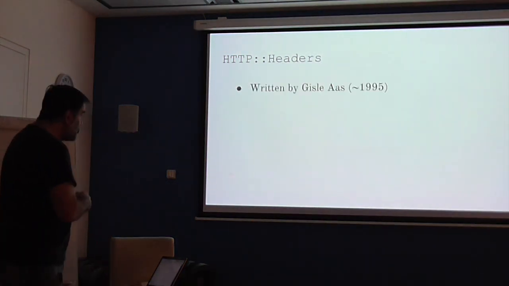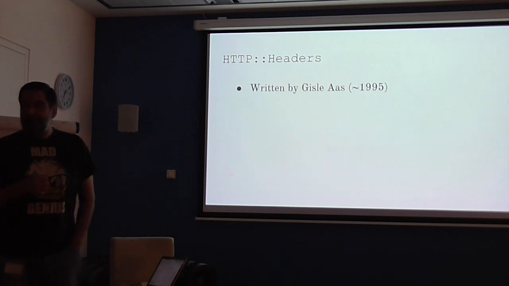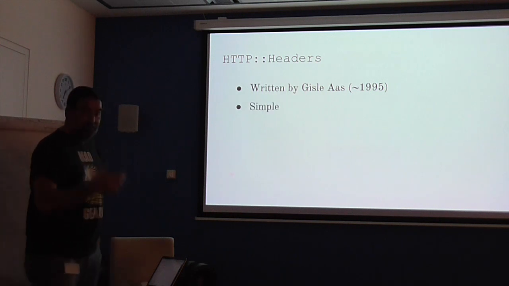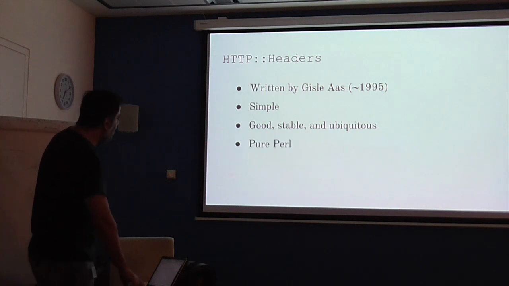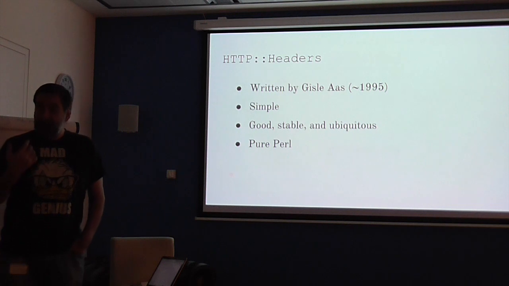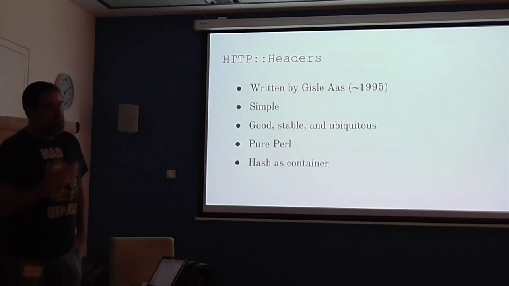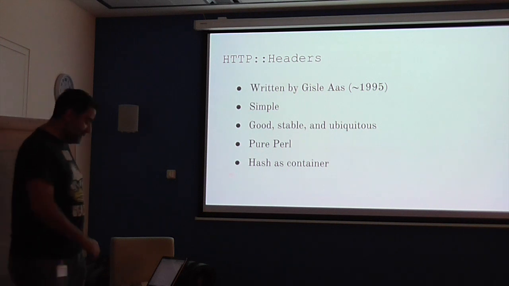So, this class is quite old, so that's good. It's stable code, so let's be positive about that. It's very simple. It's a couple hundred or a couple tens of lines of code. It's stable and it's used pretty much everywhere, and it's pure Perl, so that's good because it's easy to understand and to modify. And it uses a hash as a container, and in that hash sometimes it stores single values as scalars, sometimes it stores an array of values whenever the key that you are storing has more than one value.